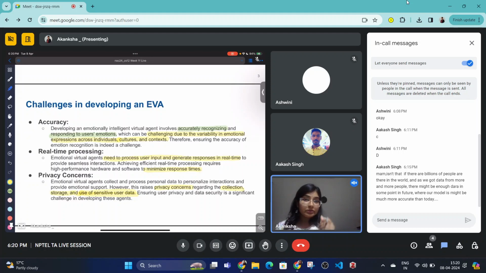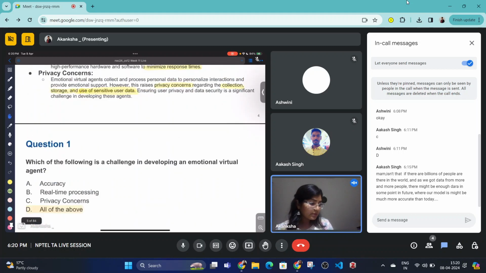Some unethical practices involved are selling the data to a third party. For example, so many times our number is sold, our data is sold to some third party which needs to advertise their products. So these issues always arise. So all of the above are the issues.